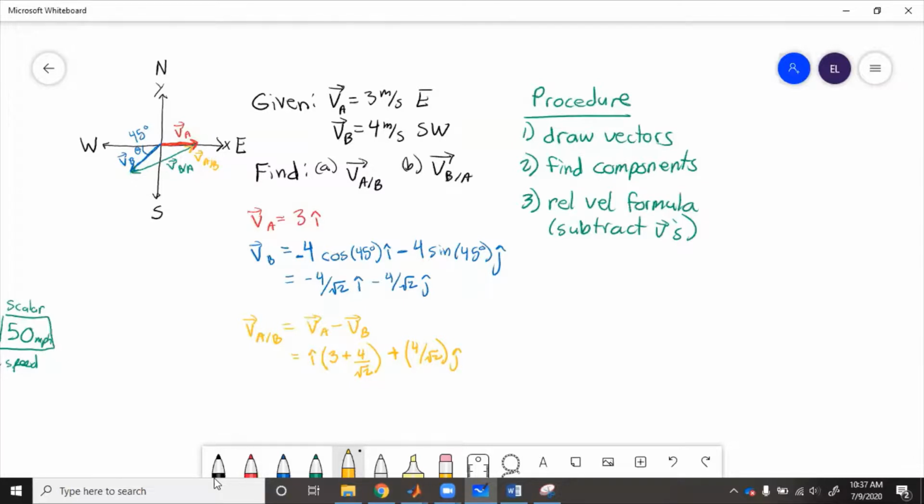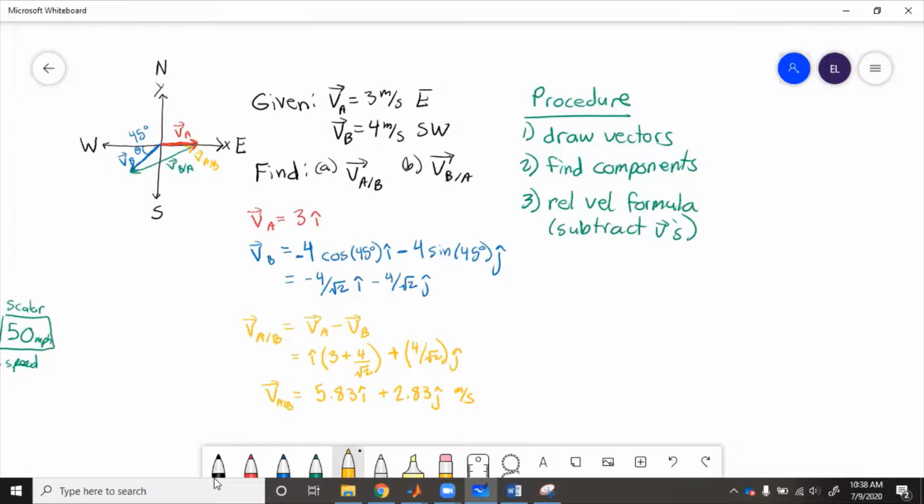So if we put in those numbers, that comes out to be 5.83 i plus 2.83 j meters per second is velocity of Alice with respect to Bob.